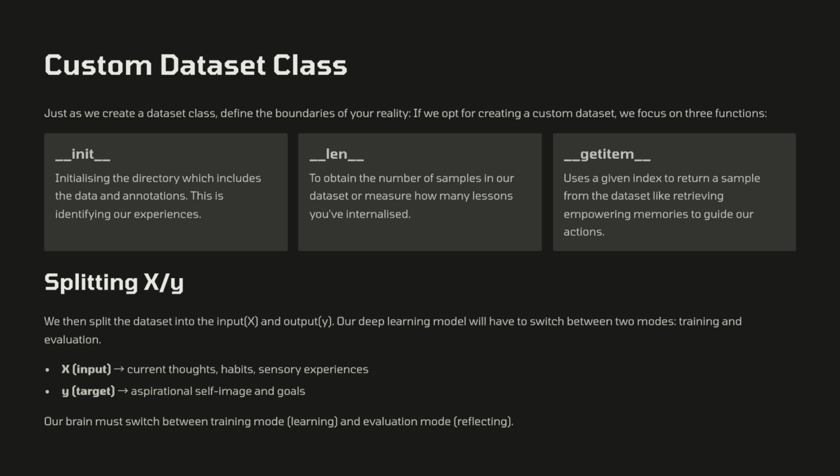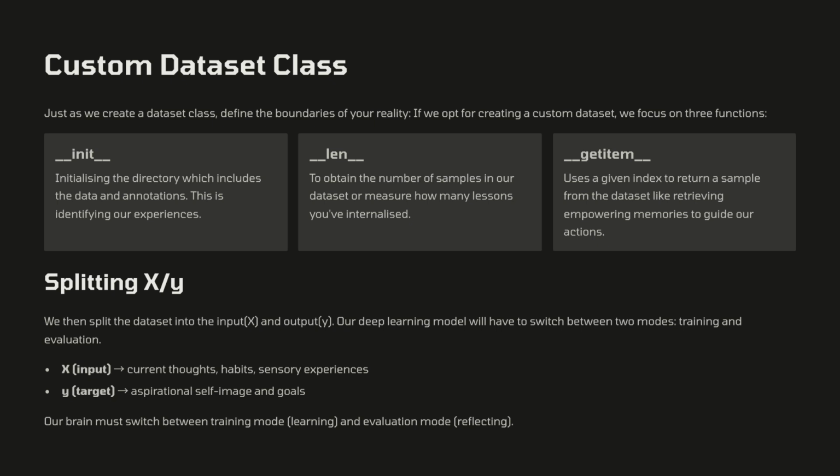If we opt for creating a custom dataset, we focus on 3 functions. Init, initializing the directory, which includes the data and annotations. This is identifying our experiences. Len, to obtain the number of samples in our dataset or measure how many lessons you've internalized. Getitem, uses a given index to return a sample from the dataset, like retrieving empowering memories to guide our actions.